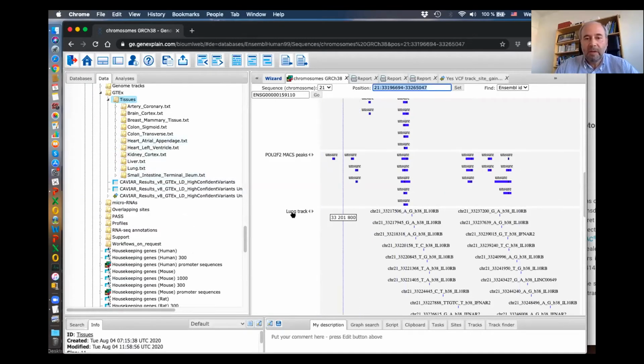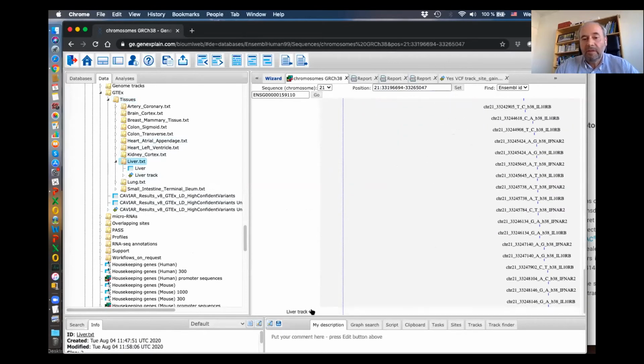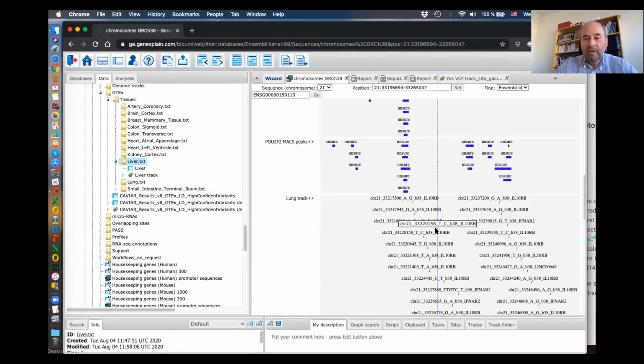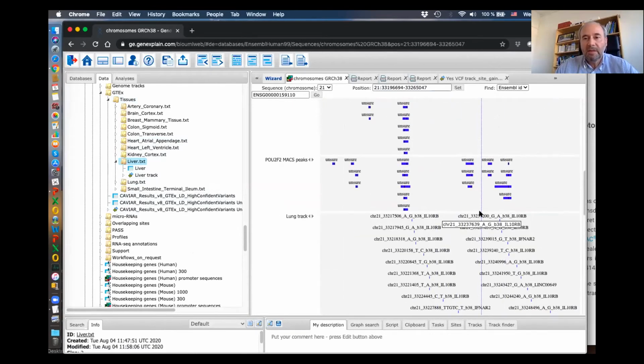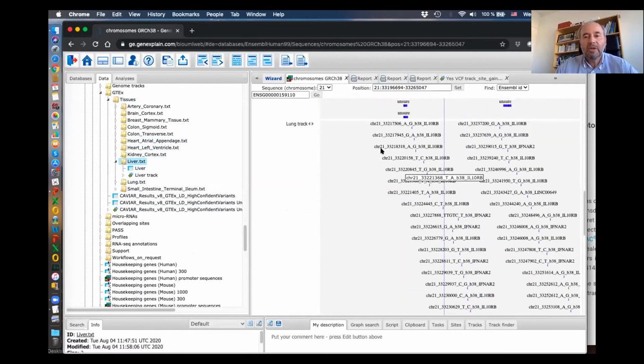For instance, I already plot the lung tract, so I can also plot, for instance, liver tract. I can plot here liver. In the case of liver, there are no SNPs in that region associated with expression of the interferon receptor. But in the case of lung, there are a lot of such SNPs associated with the expression of that gene, and they are located exactly in this region.